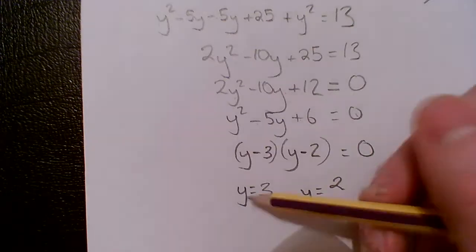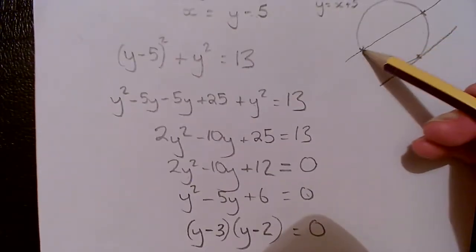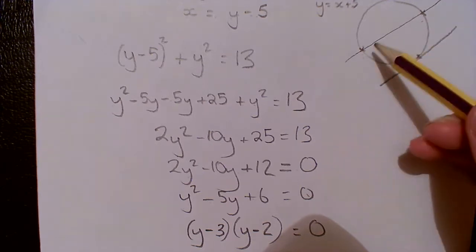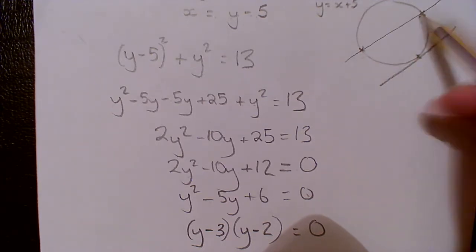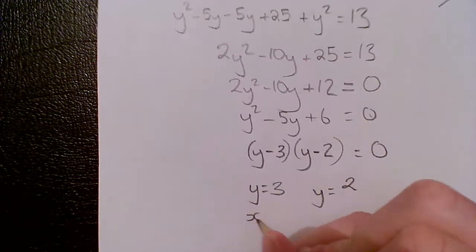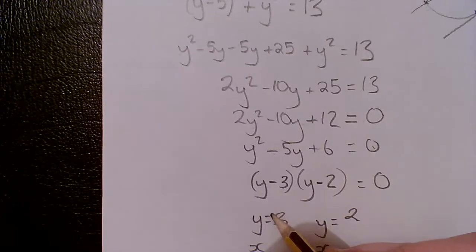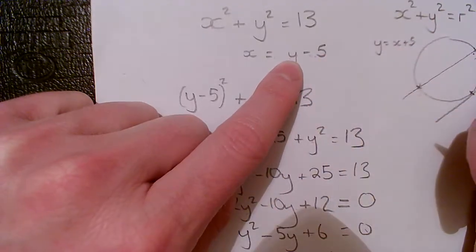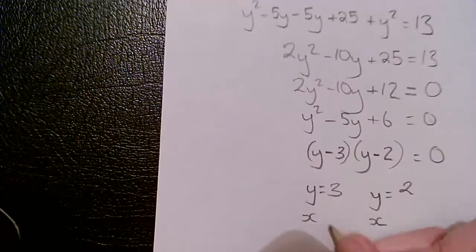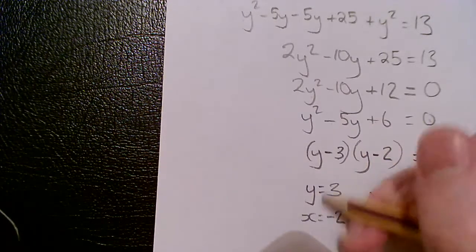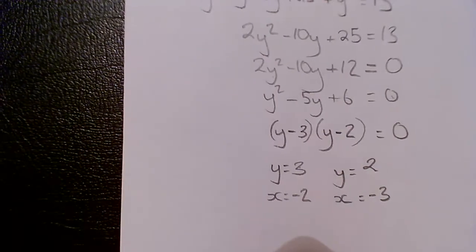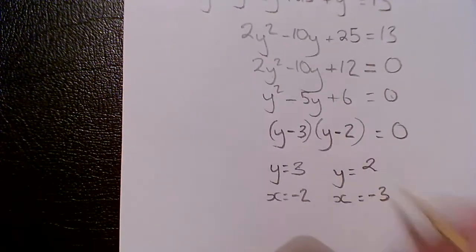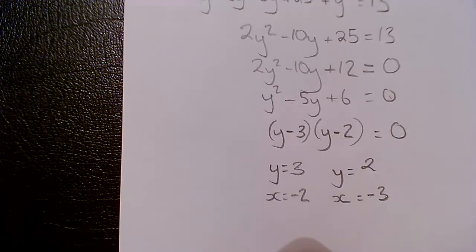So I've got my y coordinates, and I've got 2 of them, remember, because there's 2 points of intersection. So the y coordinate of this one will be 2, the y coordinate of this one will be 3. I need the x coordinates for each pair. So I'm going to substitute in the fact that y is 3 and y is 2 into this equation here. So if y was 3, 3 minus 5 is negative 2. So there's my first coordinate. It'd be negative 2, 3. And if y was 2, 2 subtract 5 is negative 3. So I know that my second coordinate is negative 3, 2. So they're both my pairs.